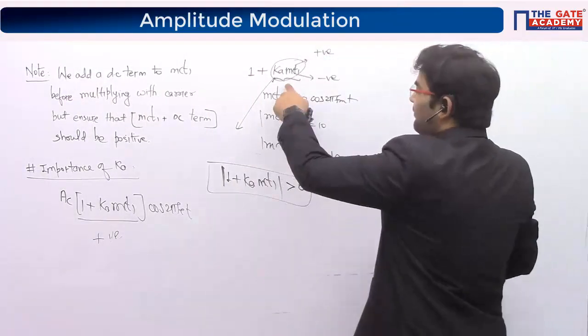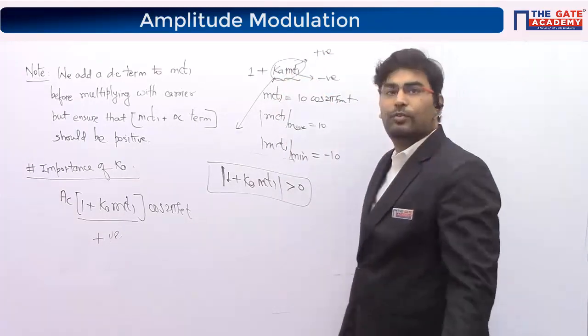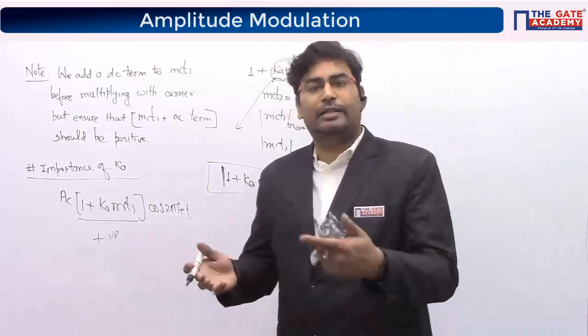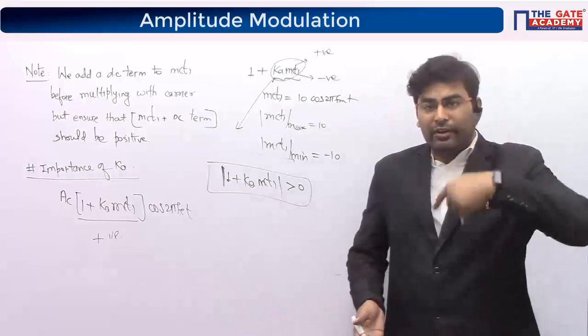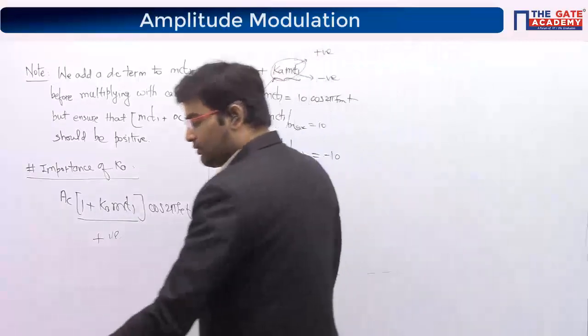Because K will select some value. Suppose this is 10, K will say, okay, I will be 1 by 20, so no problem. 10 by 20 is half. 1 plus half is 3 by 2. 1 minus half is half. So it is not going negative. It is not going below the x-axis, and that's the beauty of K, and that's why we need it.